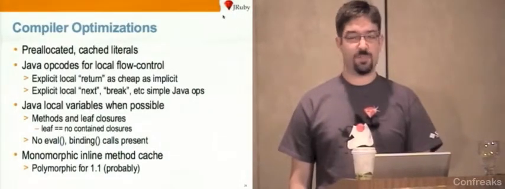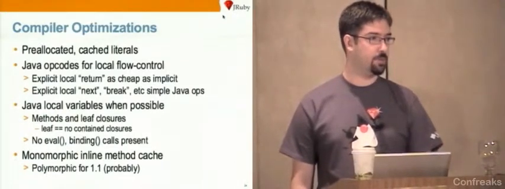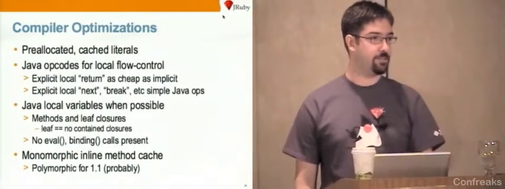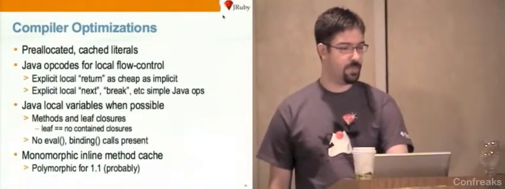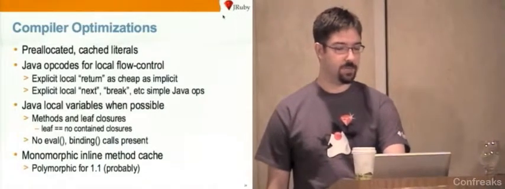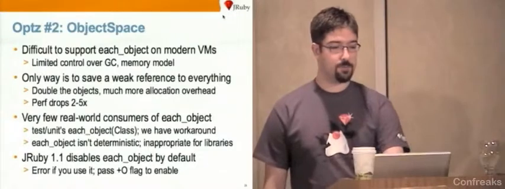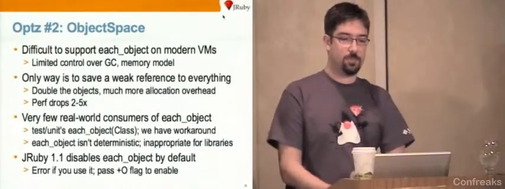4.1.1 final maybe will have a polymorphic cache, which will allow it to cache multiple methods at that site, if it actually shows some benefit. It only shows it on very specific benchmarks right now. So optimization number 2, and this is the one that's a little bit more controversial.